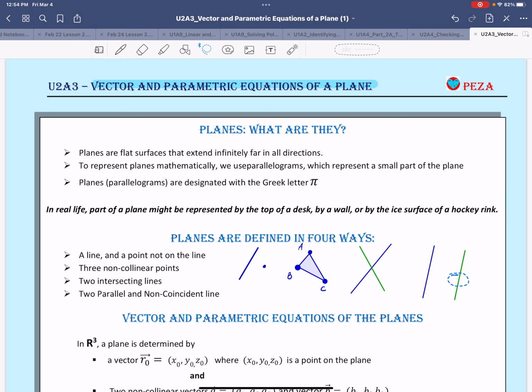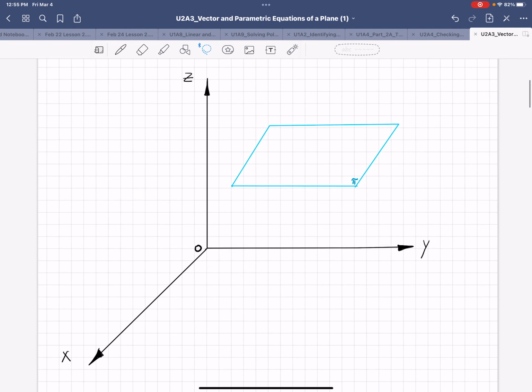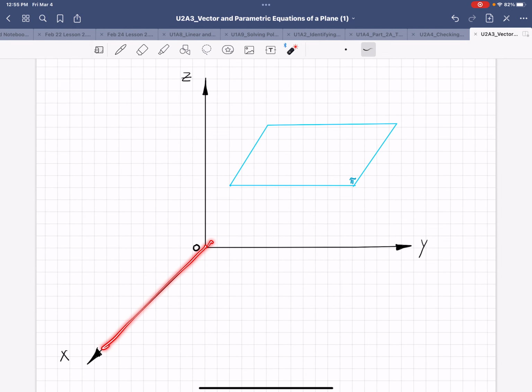So now that we know how a plane can be formed, let's take a look at how we can describe a plane in 3D. So here we are in 3D. We have the X, the Y, and the Z axis, and I drew the plane which I called the plane pi. To describe the plane geometrically in 3D, we are going to use vectors. The first vector we use is what we call the starting vector, named vector R0.